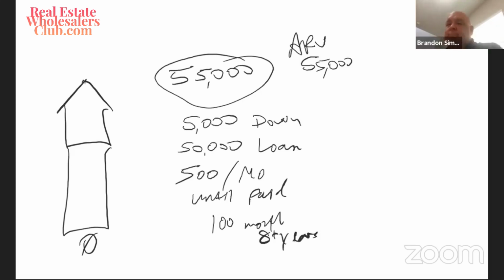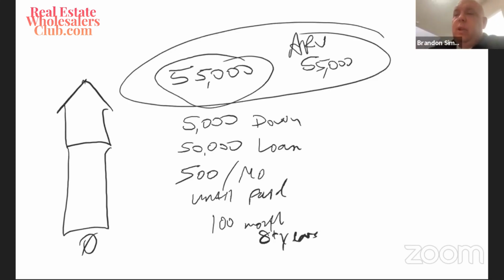He was okay with that because he got his full asking price, right? We gave him $5,000 down. He carried back a loan of $50,000. We gave him $500 a month. By the way, the rents were about $1,000 a month on the rent. So it made sense.